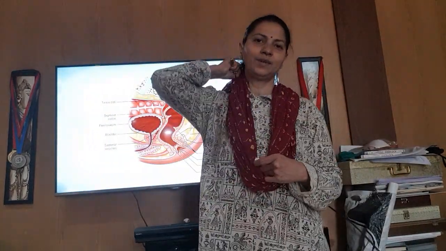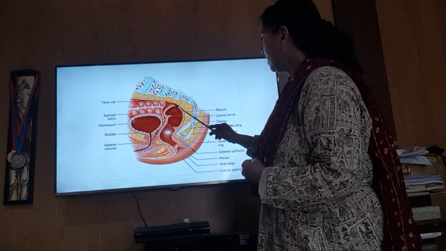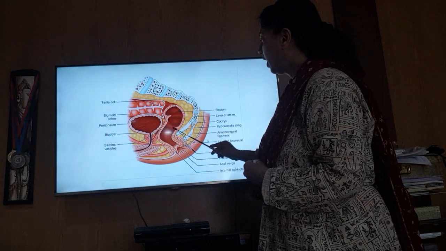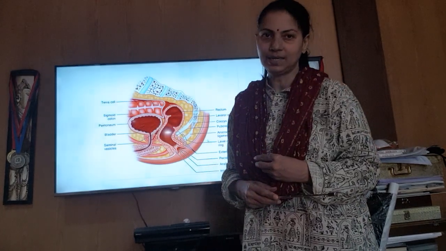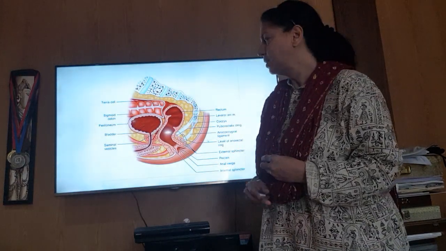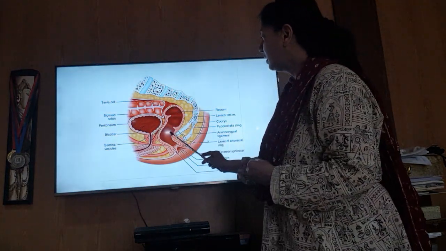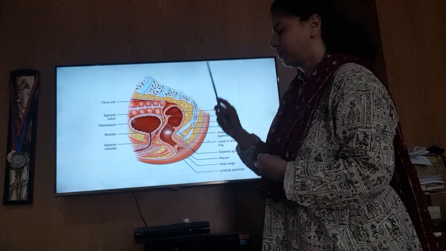Welcome students. Today, in the series on anatomy of structures in the pelvis, we will study the anatomy of the rectum. As you can see, the rectum is the lower part of the hindgut. The gut, as you know, is divided into three parts: foregut, midgut and hindgut. The lower part of the hindgut is called the rectum.